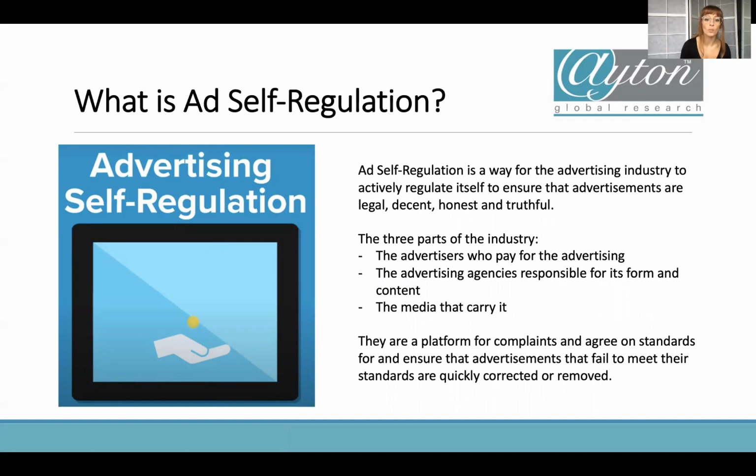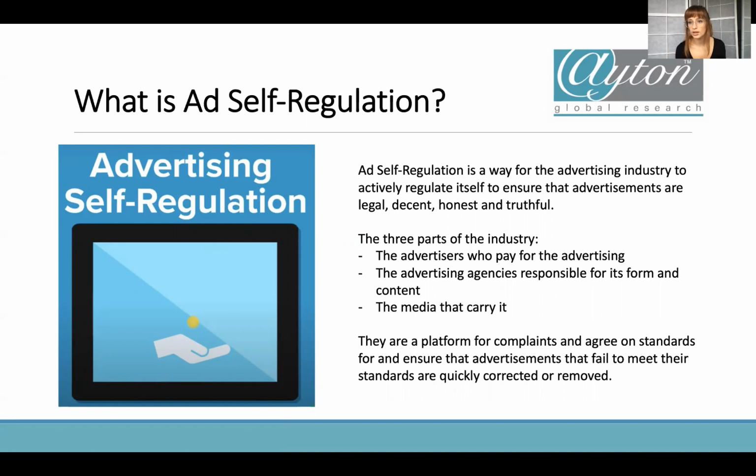So for those of you who aren't aware, most adverts generally in the world, there are some exceptions, are regulated through ad self-regulation. What does that mean? What it means is you haven't got someone that you have to go through your advert with and say, can you tell me if this is regulatory compliant? It's up to you, either as an advertiser who pays for the advertising, the agency responsible for the form and content, or the media that carry it. If you are any of those things, it's up to you to make sure that your adverts are compliant.